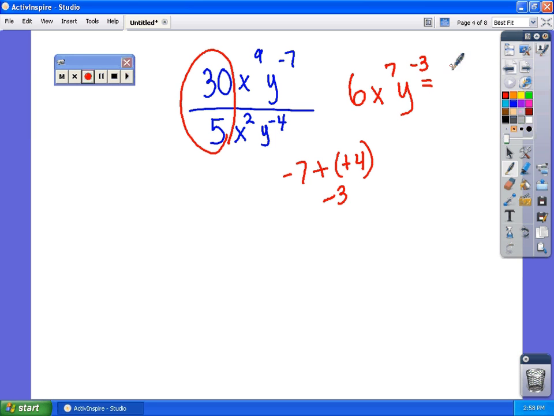Well, last step, remember, is to bring any negative exponents, flip them. It's going to flip to the bottom as y to the 3rd, and there's your final answer.